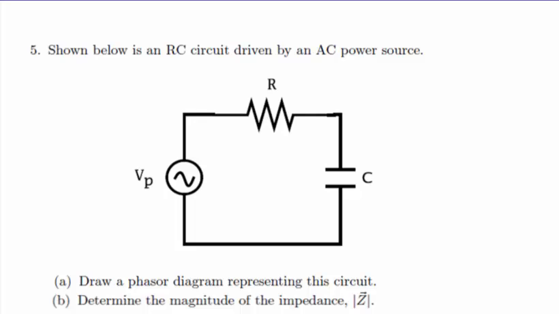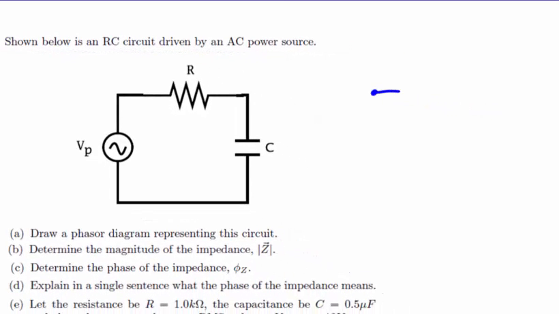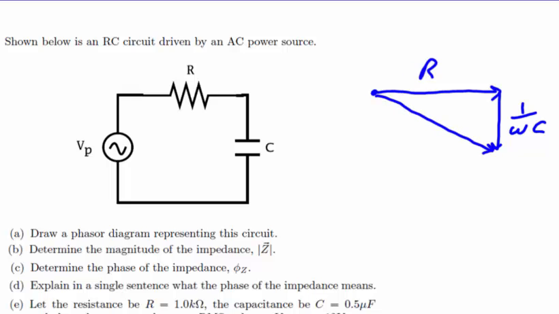For parts A and B of this problem, we are to calculate the total impedance. Because the resistor and the capacitor are in series, we will take the vector sum of their impedance contributions, which for a resistor is an arrow of length R to the right, and for a capacitor is an arrow of length 1 over omega C directed downward. The resulting total impedance that comes from the vector sum is the hypotenuse of this triangle, and the phase of the impedance is given by this angle.